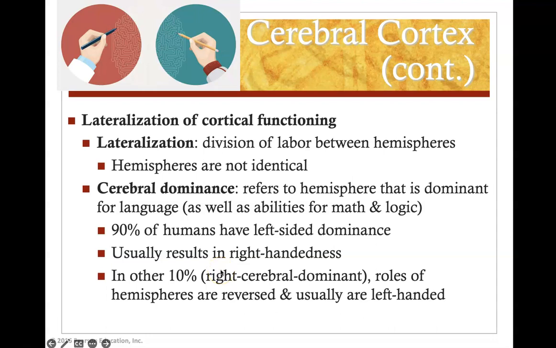Now, obviously, it's just the opposite, right? If you are left-handed, then you're right cerebral dominant. So only about 10% of the population is right cerebral dominant. I actually have a son who is right cerebral dominant as he writes with his left hand. And so the roles of the hemispheres are just reversed. The hemisphere that's dominant with language and abilities for math and logic in a left-handed individual is going to be the right hemisphere. Okay, so it'll be just the opposite.